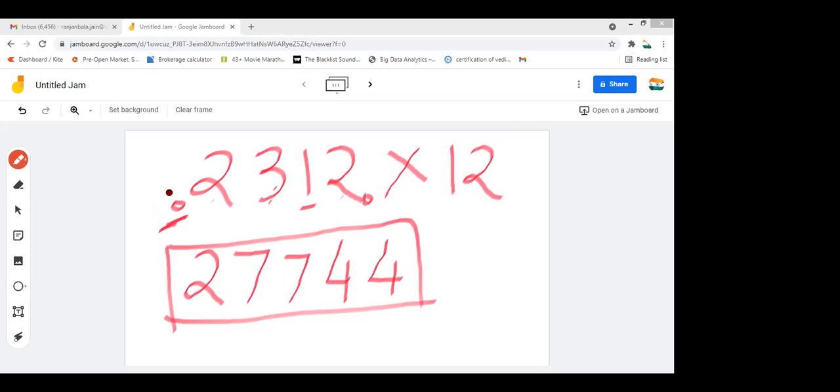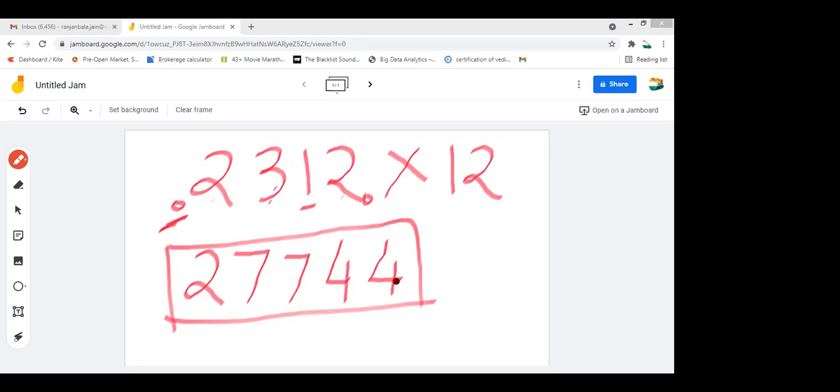So 2 multiplied by 0 will be 0 and added with 2. So 0 plus 2, 2. 2 is multiplied by 2, 2 twos are 4 plus 3, 7. Now 2 is multiplied by 3. So 2 threes are 6 plus 1, 7. Next, 2 ones are 2 plus 2, 4. Then 2 twos are 4 plus 0, 4. So simple. It's very easy.